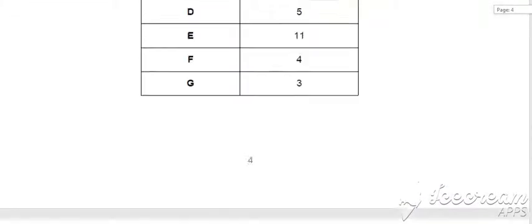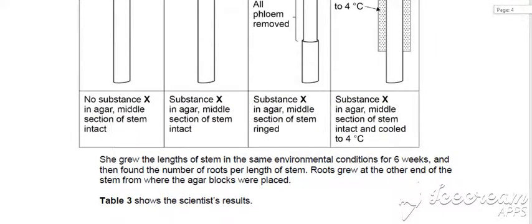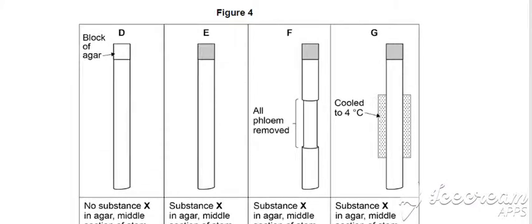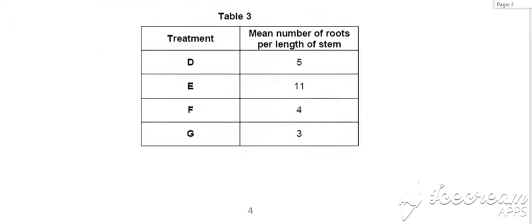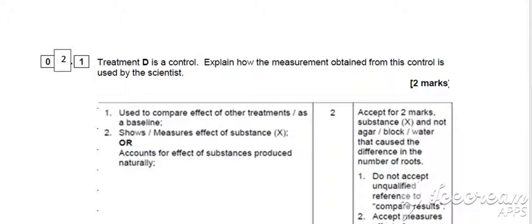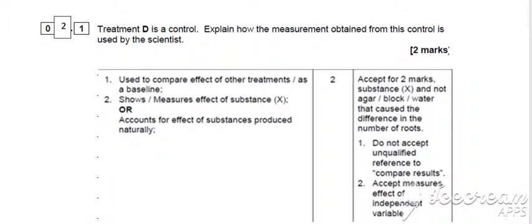So looking back at our sample, D had no substance X in there and it had the middle of the stem intact. So this can be used as the control because what we're trying to see is the effect of those other treatments. So we're using it because we can compare the effect of the other treatments. It gives us a baseline to see what would happen if none of the other treatments were done, so that we can now make a comparison when we see what the results of the others are.